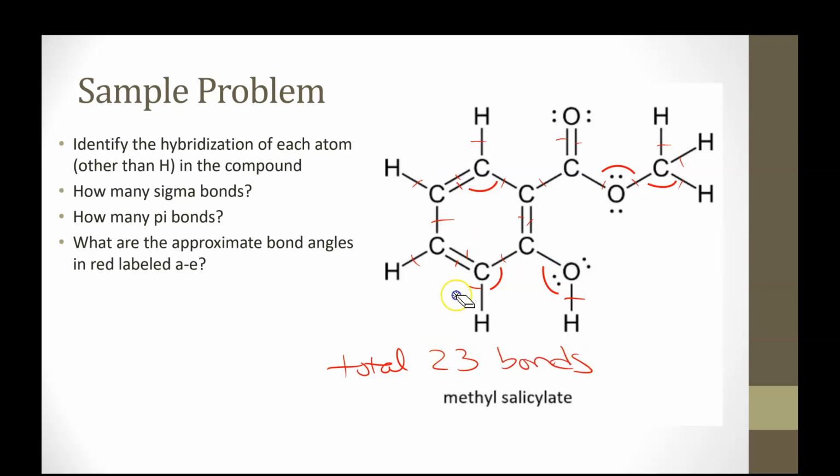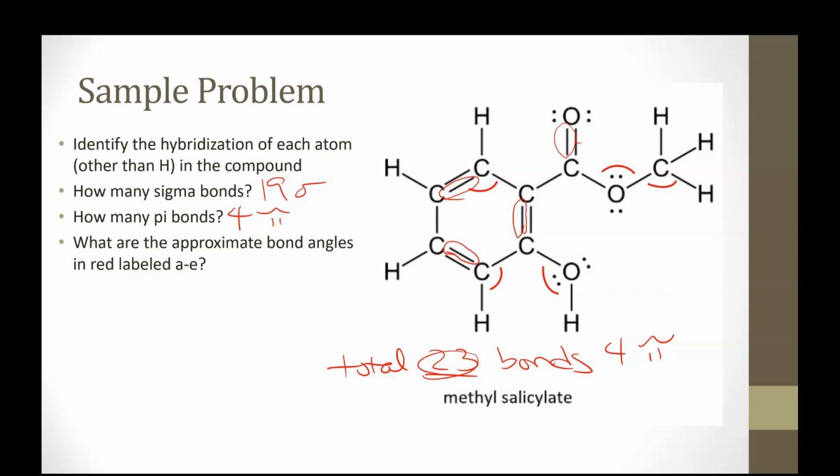Now the easiest way to figure out which ones are sigma is actually to go through and figure out which ones are pi, because the total number of lines has to add up to 23. Inside here, one of those double bonds is a pi, one of those double bonds is a pi, one of those, and one of those. So I see 4 pi bonds. That means I have to have 19 sigma bonds because they have to add up to 23.